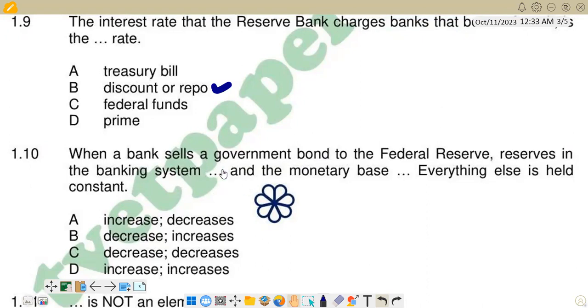So here we've got an increase, and also when the reserves are increased, it means the monetary base is also increased. So we have an increase and an increase, and the most appropriate answer is D. So D becomes the most appropriate here. Then we go to the next one, which is 1.11.